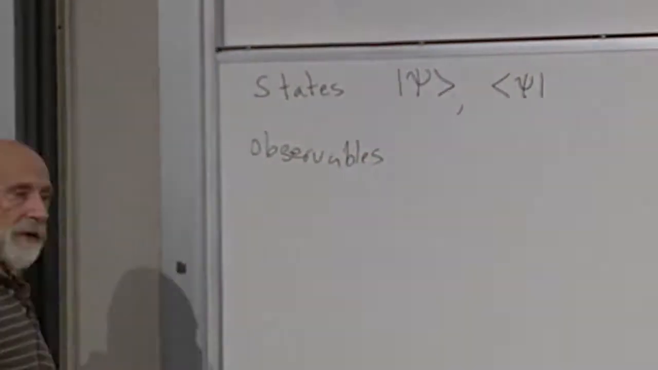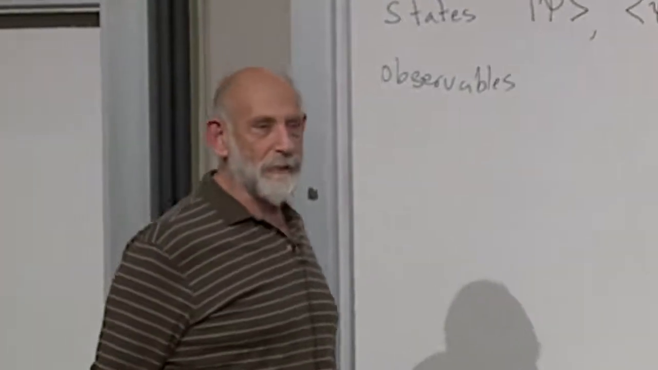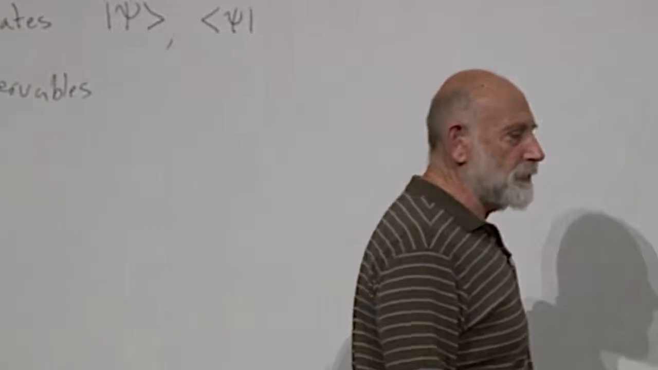In classical mechanics, there are also observables. They're the things you measure. But we don't spend a lot of time talking about their mathematical structure. We just assume you know what I'm talking about when I say position of a particle is measurable, or momentum of a particle, or the energy of a particle, or whatever. In quantum mechanics, we have to be very precise what we mean by an observable. And observables are represented by linear Hermitian operators.